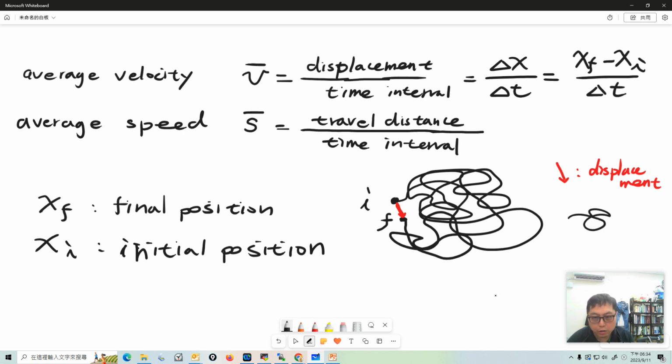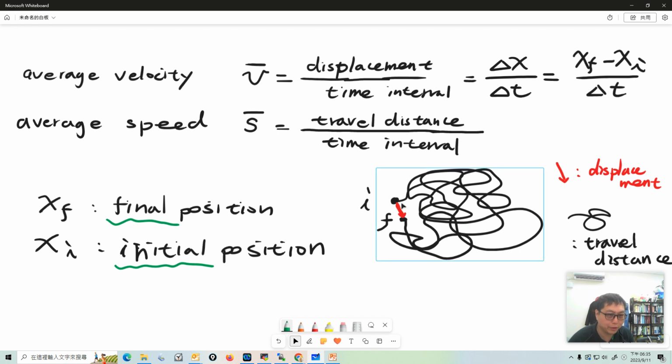And the black color is travel distance. So you see, the displacement only cares about your initial position and final position. Nothing else. The displacement doesn't care about how wide you travel. It doesn't care about the process. It only cares about the initial point and final point. Actually, this happens a lot in physics. Physics is very crude: you only care about your initial position and final position, and the process doesn't matter. So this is the difference between displacement and travel distance.